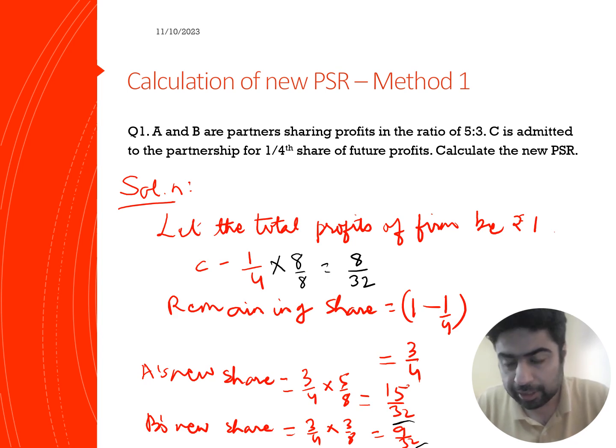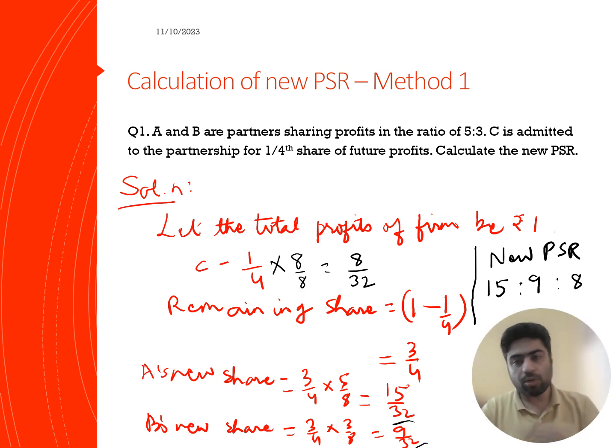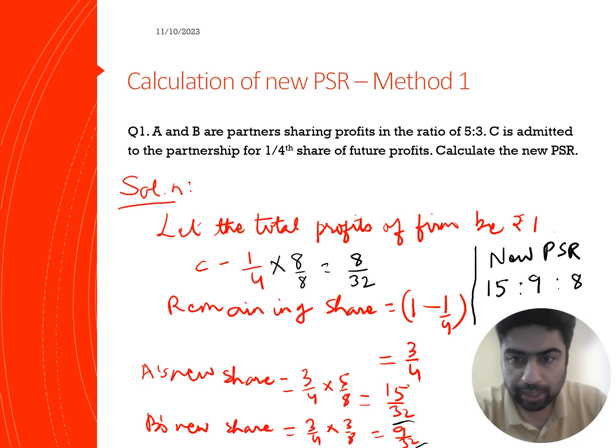So since the denominator is same, हमारी जो रेशियो बनेगी, जो न्यू PSR हमारी बनेगी, it will be new PSR will be A का होगा 15, B का होगा 9 और C का होगा 8. That's correct. So this is what the new PSR will be through this method, right? So I hope it is clear to all of you what we are doing here. Let's do one more question and understand it.